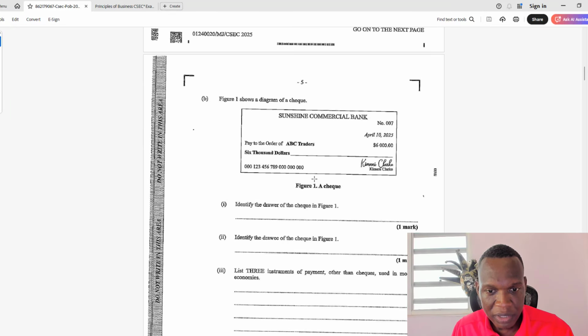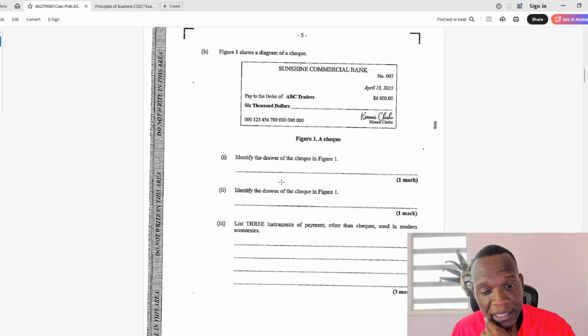So moving on to the question. Okay, we're looking at the check here. Identify the drawer of the check. Identify the drawee of the check. List 3 instruments of payment other than checks used in modern economies.